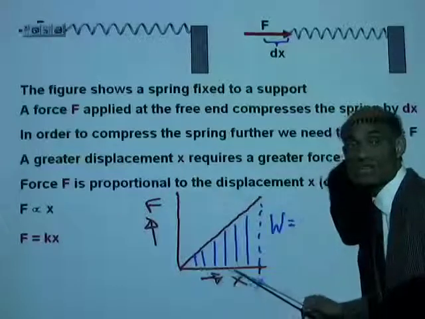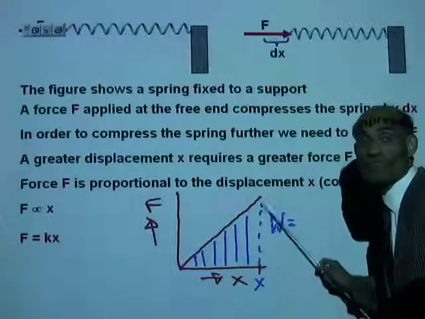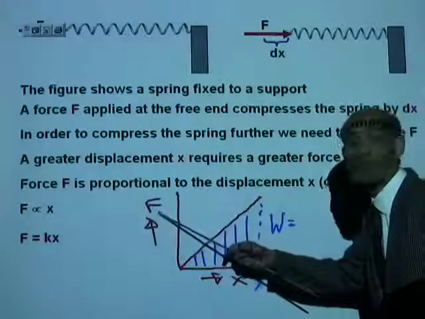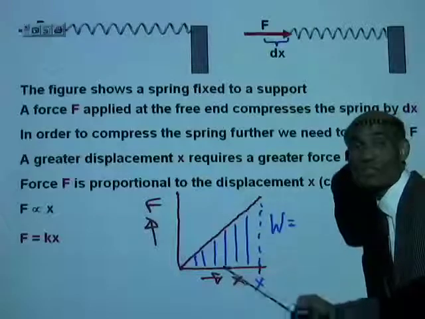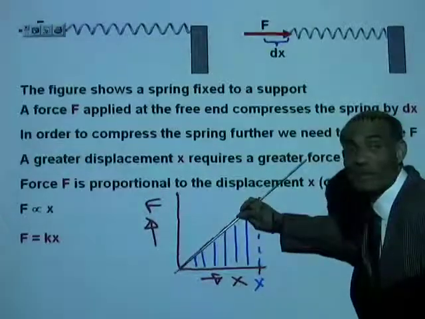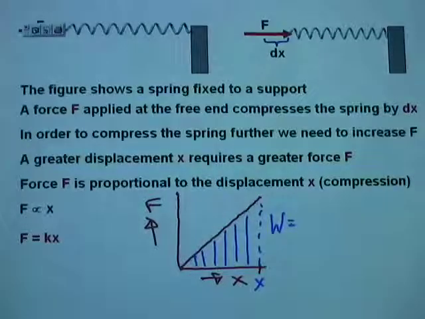What is the base of this triangle? It's the displacement x. What is the height? Height is the force. So work done is given by the area enclosed by the graph of F against x, and that will be the area of the triangle. That will be 1/2 base times the force F.